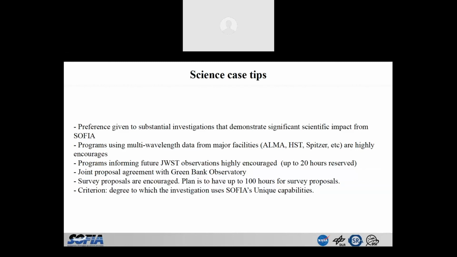This year we have a Green Bank Observatory Joint Proposal Agreement, so also check for synergies with GBT, and survey proposals are encouraged. We may set aside a significant chunk of time for survey proposals. There is also a criterion used to evaluate the proposal: the degree to which the investigation uses SOFIA's unique capabilities.